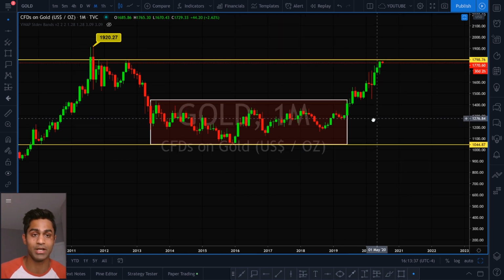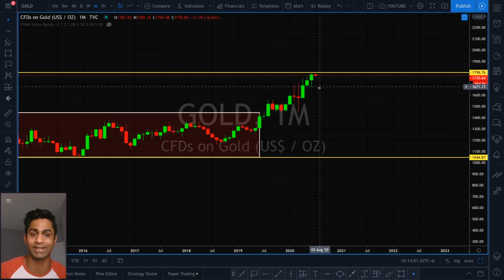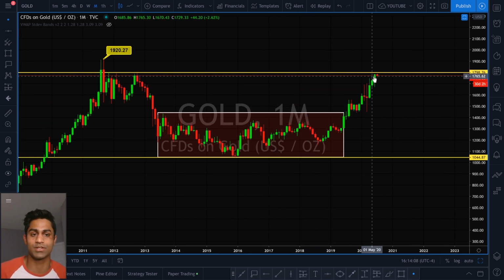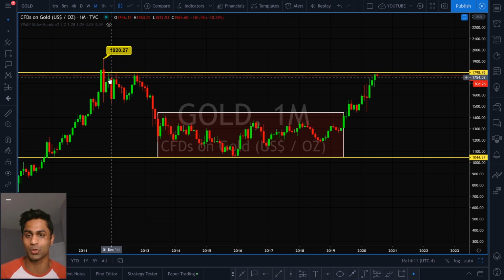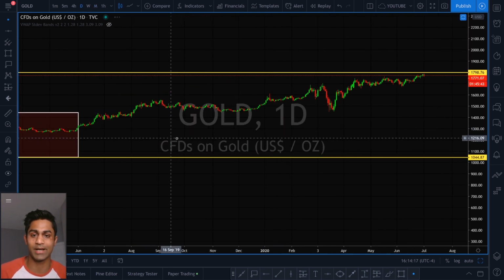The resistance was at around 1400. More recently, you guys can see the 4 months of September, October, November, and December of 2019, where it essentially consolidated before breaking out of that level. And now it's going to retest its resistance of 1800 from back in October and November of 2011 and 2012, right around that level.